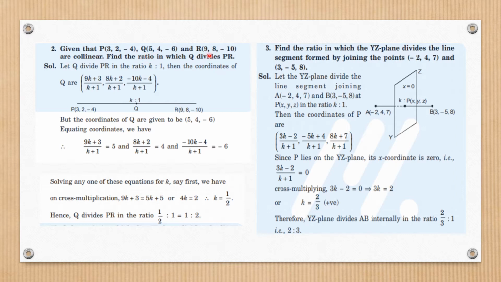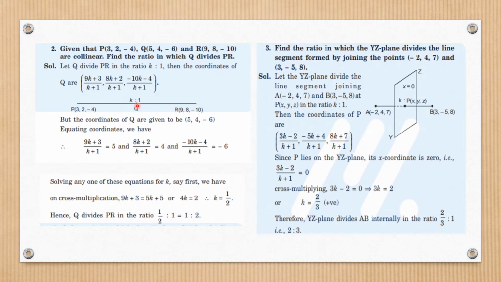Number 2 is given. P, Q, R coordinates are collinear. Find the ratio in which Q divides PR. Okay, so definitely Q is dividing PR, so Q is lying in between P and R. Moreover they are collinear, so they are lying in a line, and this Q is dividing P and R in the ratio k:1.